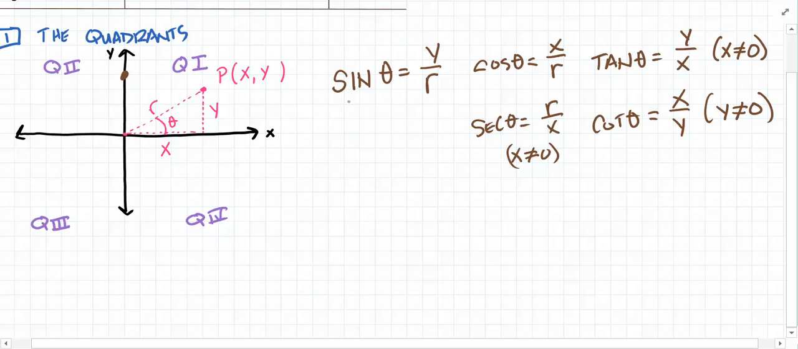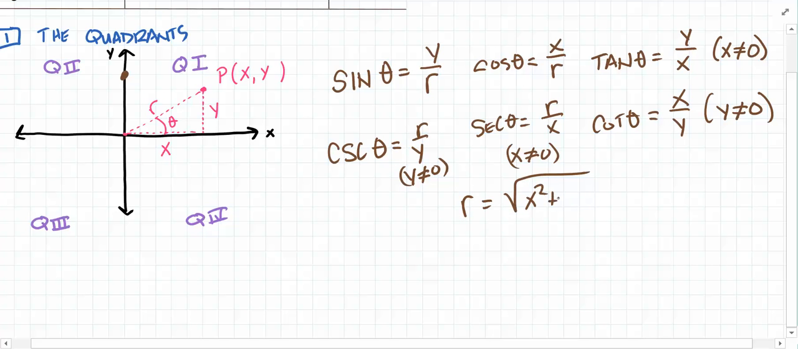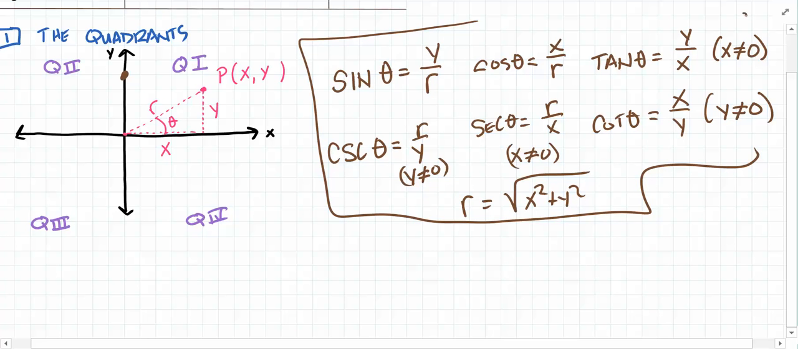And then the reciprocal of sine, I should say, what's the trig function for that, you guys? Cosecant. Cosecant of theta would be defined as what? R divided by y, and y cannot equal 0 in this particular case, right? And the relationship between x, y, and r is what it always is. R is the square root of x squared plus y squared. That's just the Pythagorean theorem. That will never change for us, and we're all good.